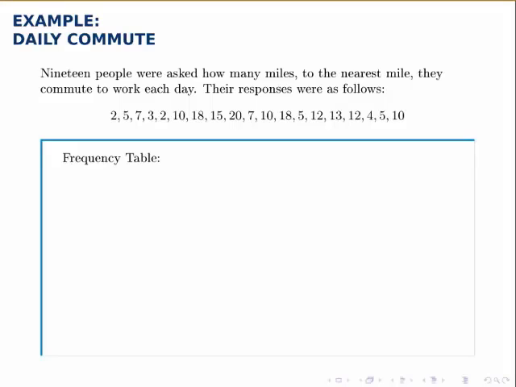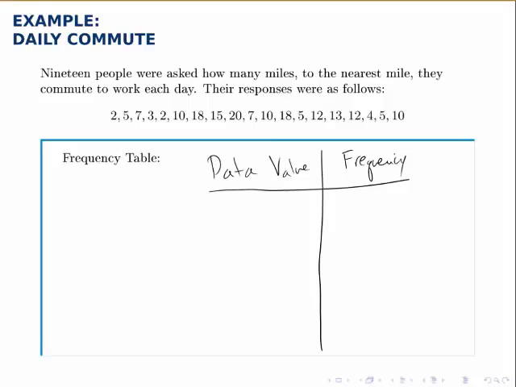Here we're going to build a simple frequency table. The problem states that 19 people were asked how many miles to the nearest mile they commute to work each day, and their responses were recorded in this data set. The frequency table lists each possible data value and the number of times that data value occurs. So we put two columns like this, one for the data values and one for their frequencies.